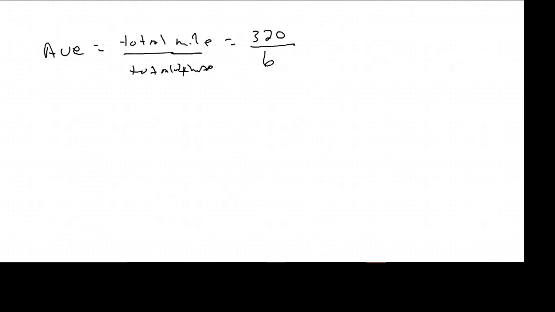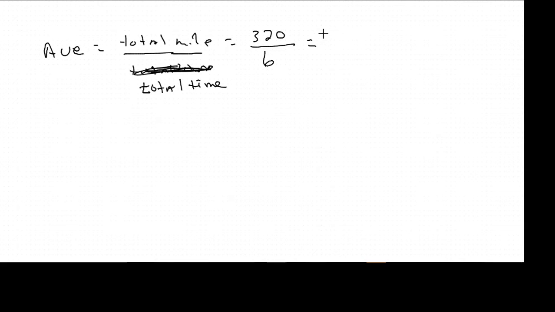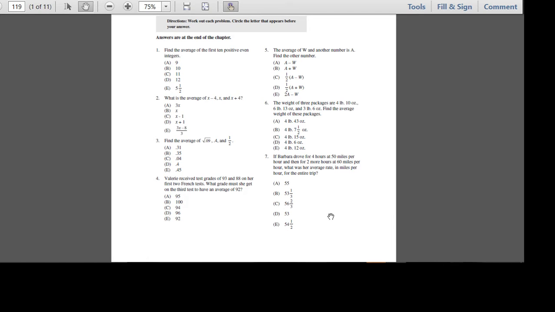So you can just stick that in your calculator and tell me what you get. So 320 divided by 6 is 53.33. Do you know what 0.33 is as a fraction? Like 33% or whatever. So that's 1/3, right? Okay, so 53 and 1/3, got it.